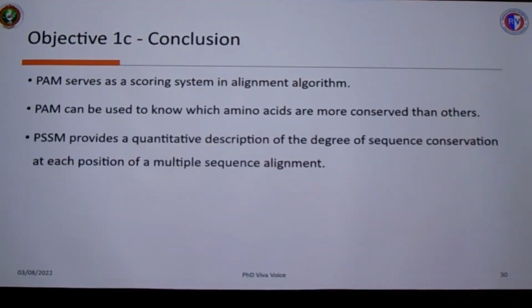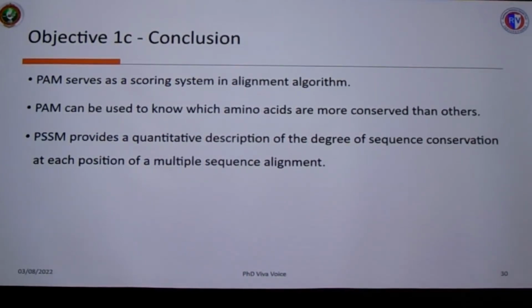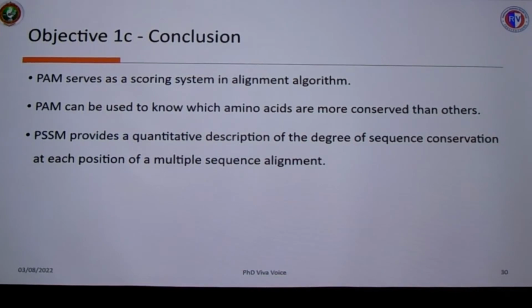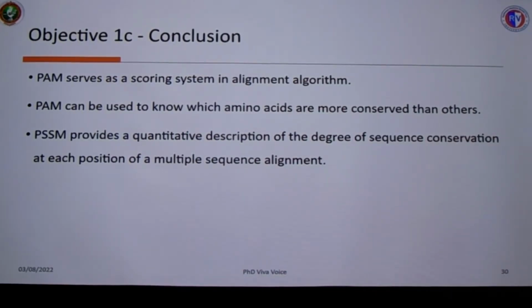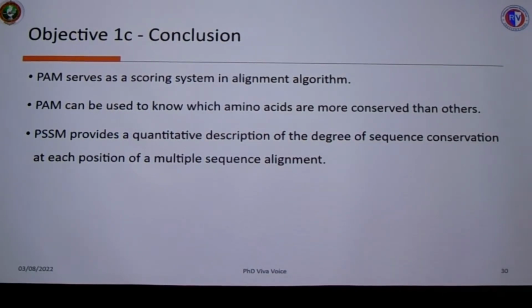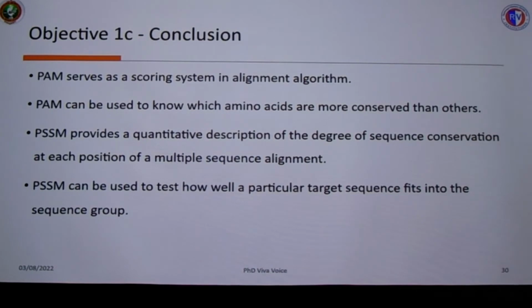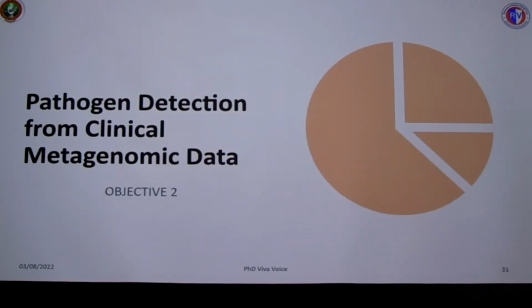The conclusion is what the application of PAM and PSSM is. PAM serves as a scoring system in alignment algorithms and can be used to know which amino acids are more conserved than the others. And PSSM will give you a quantitative description of the degree of sequence conservation within each position in the multiple sequence analysis. This comes to the end of objective one. Any questions? Continue.